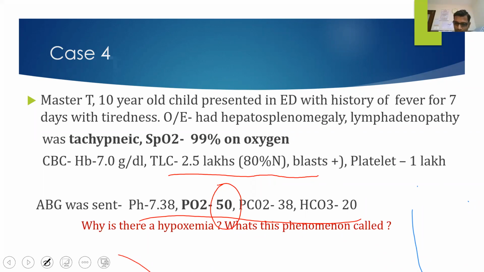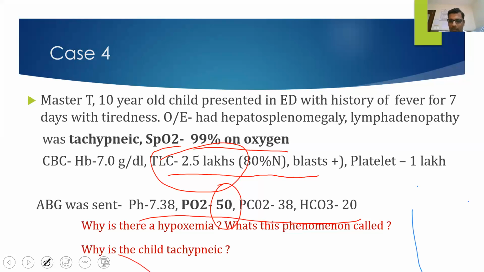So why has this happened? This is called pseudo-hypoxemia. Actually, the patient is maintaining 99%, but your ABG is showing hypoxemia. So why? Because of this very high TLC, these leukocytes consume oxygen by mitochondrial respiration inside the blood, and they cause a pseudo-hypoxemia by the time we analyze the sample. Okay, so this phenomenon is called leukocyte larceny. Leukocyte larceny. Okay, so how can you avoid this?